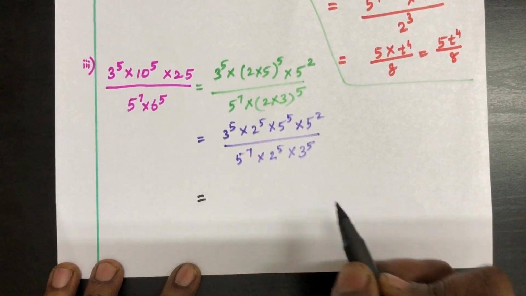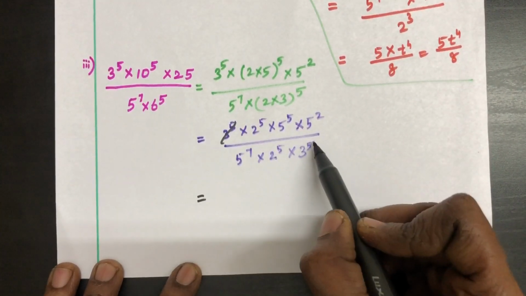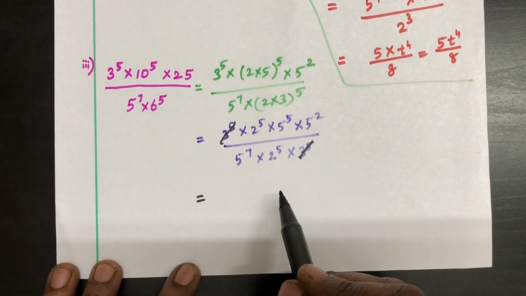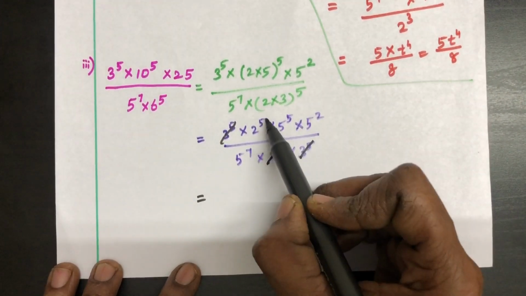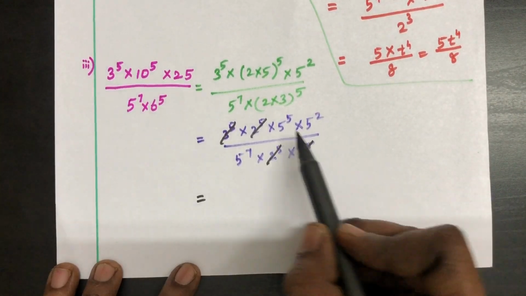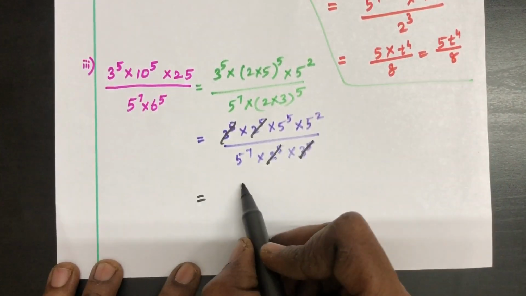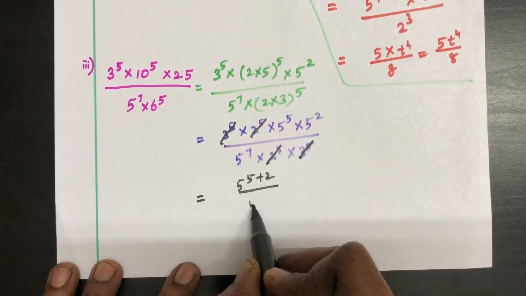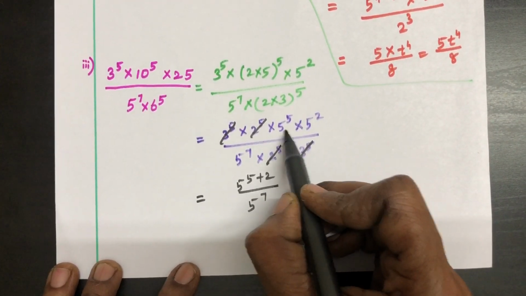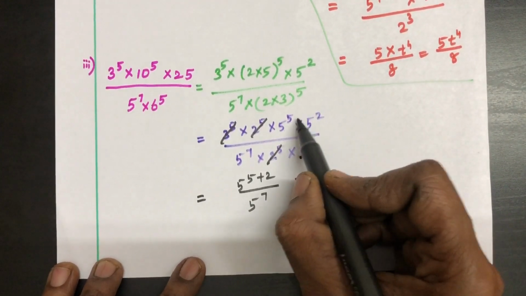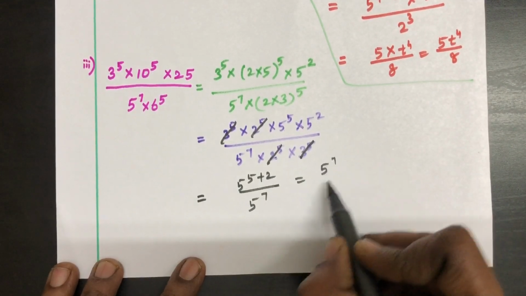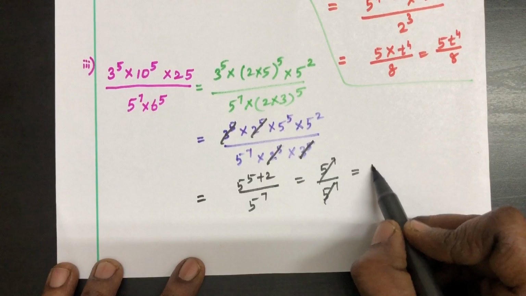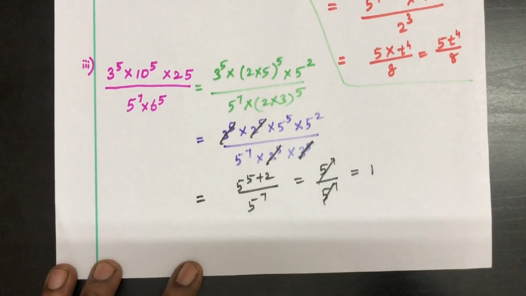This equals 3 power 5 and 3 power 5 gets cancelled each other. Same number in the division. Also 2 power 5 and 2 power 5 gets cancelled each other. This is nothing but 5 power 5 plus 2 divided by 5 power 7. See, bases are equal in the product. That's why I am adding the powers. This is nothing but 5 power 7 by 5 power 7. Both are equal, so this is 1. So it gets cancelled each other, answer is 1.